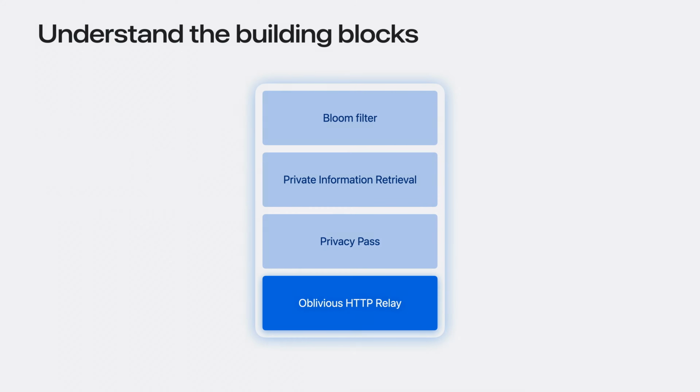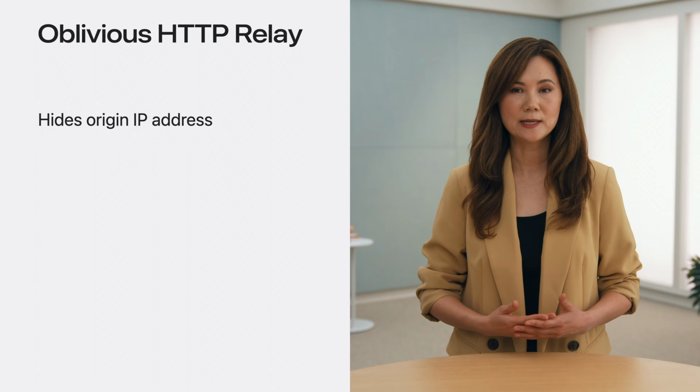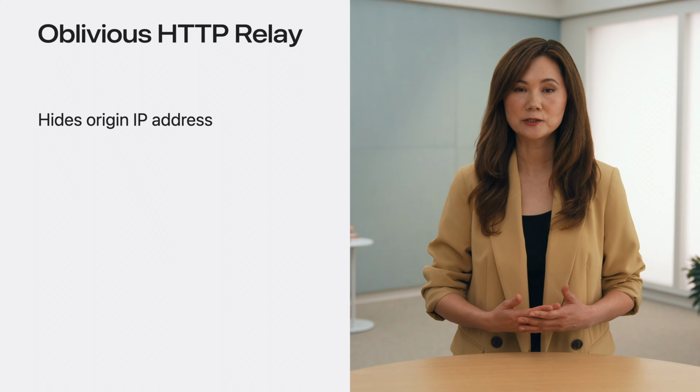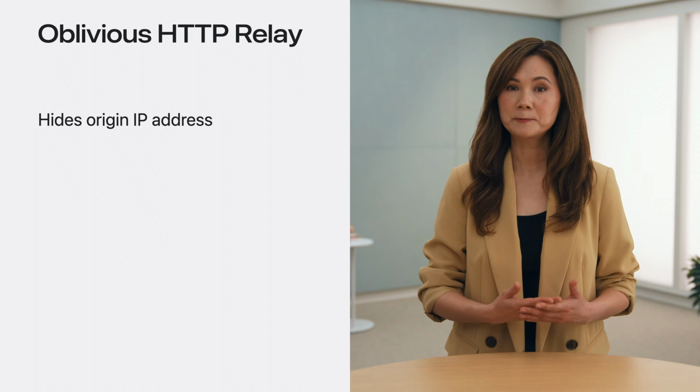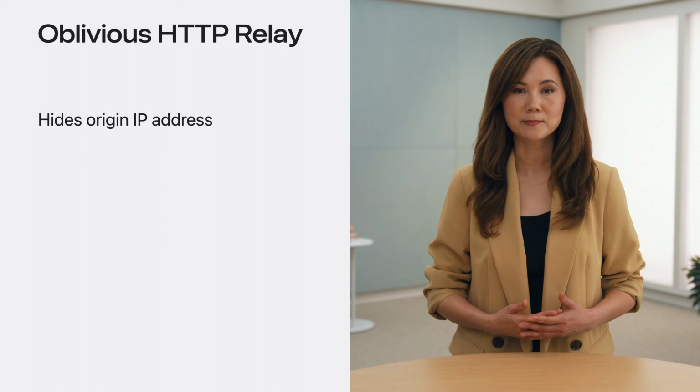The last key technology is Oblivious HTTP Relay. Oblivious HTTP Relay is a privacy-preserving proxy that hides the IP address of the origin, which helps prevent the server from tracking and linking requests over time.